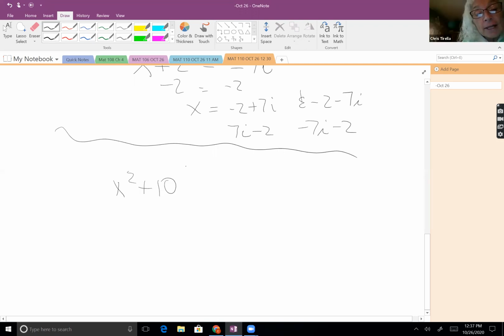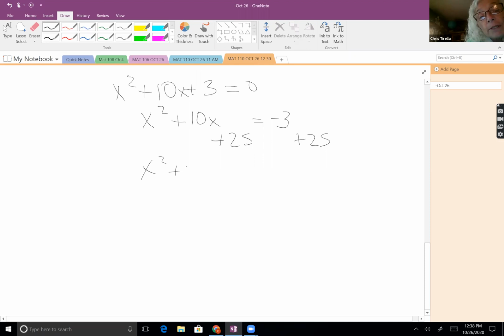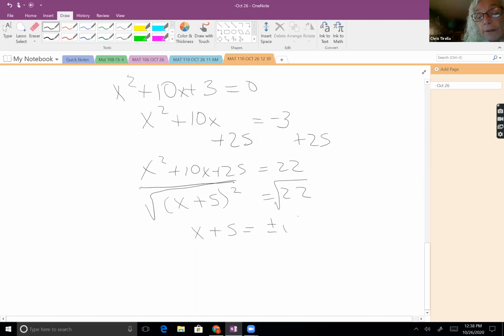Let's say I had x squared plus 10x plus 3 equals 0. You'd get x squared plus 10x equals negative 3. Then you would get to add 25. And so that gives me x squared plus 10x plus 25 equals 22. The reason you complete the square is because now you can write that as x plus 5 squared equals 22. And once you get there, the easiest way to solve that is to use the square root property. So you would get x plus 5 equals plus or minus the square root of 22.